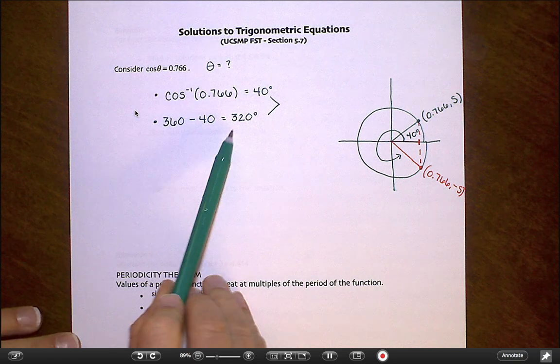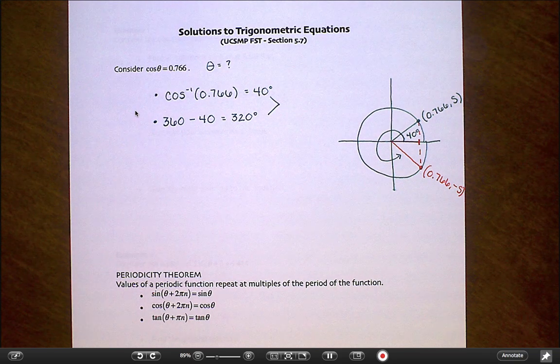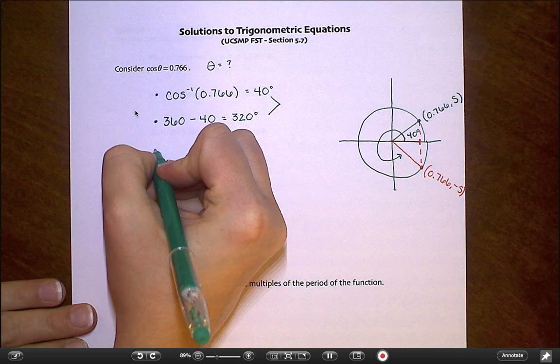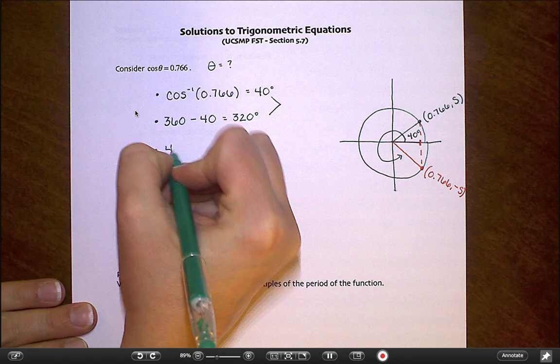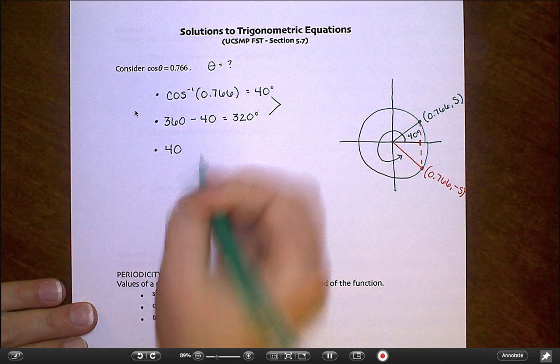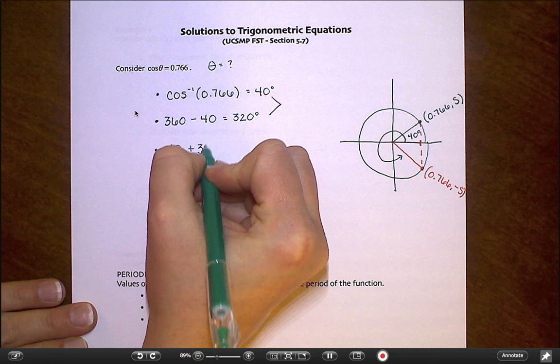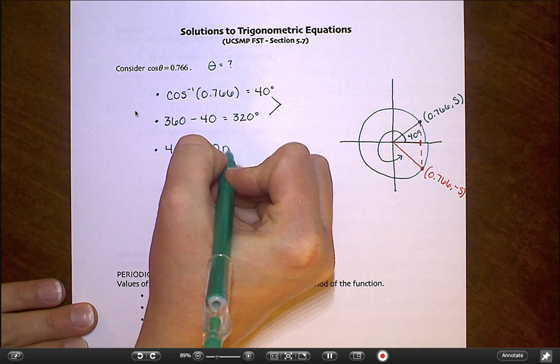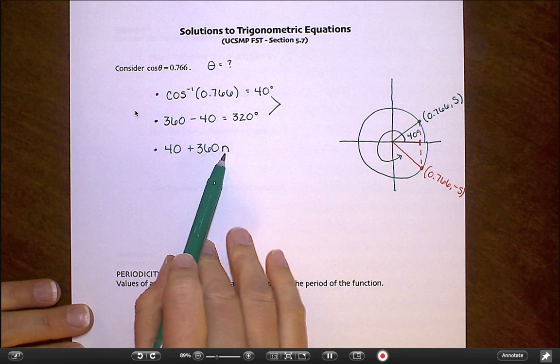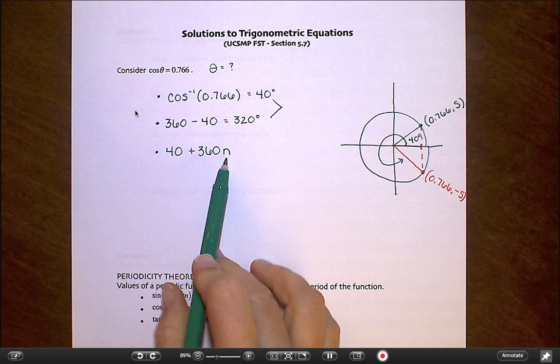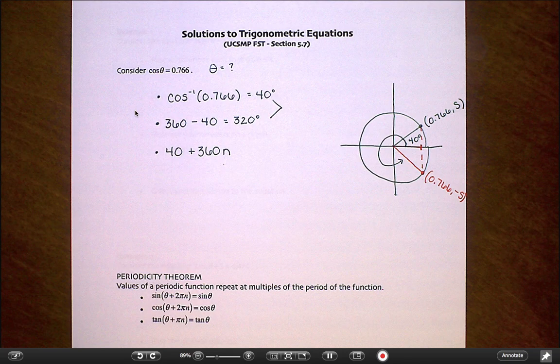So really, I could come up with an infinite number of angles, both positive and negative, that have a cosine of 0.766. And so that's going to be a lot harder to list out, right? We could start listing the ones that I came up with, but here's an easier way to say this. I'm going to take that 40-degree answer and add 360 to it as many times as we want. By putting that n there, that means I could add it 1 time, 2 times, 5 times, 10 times.